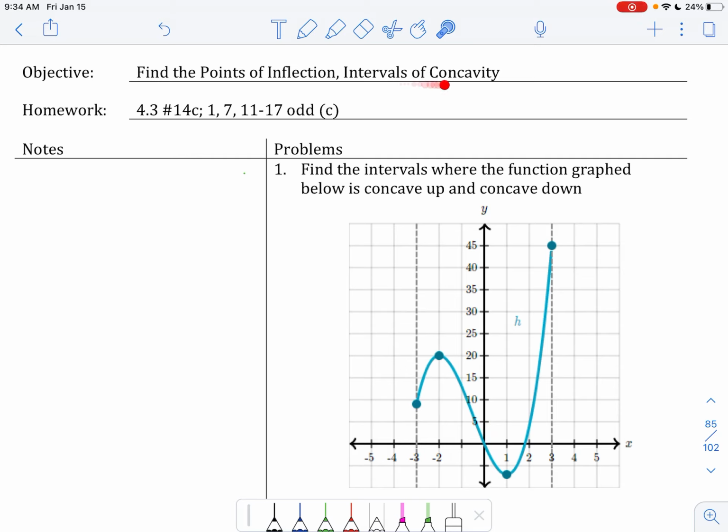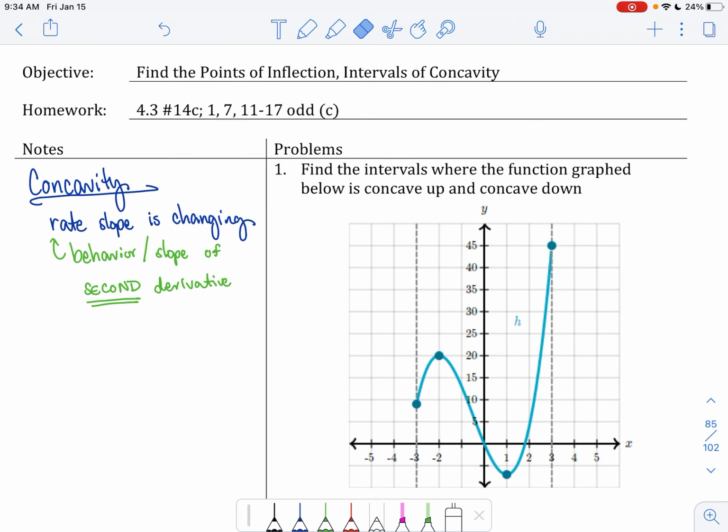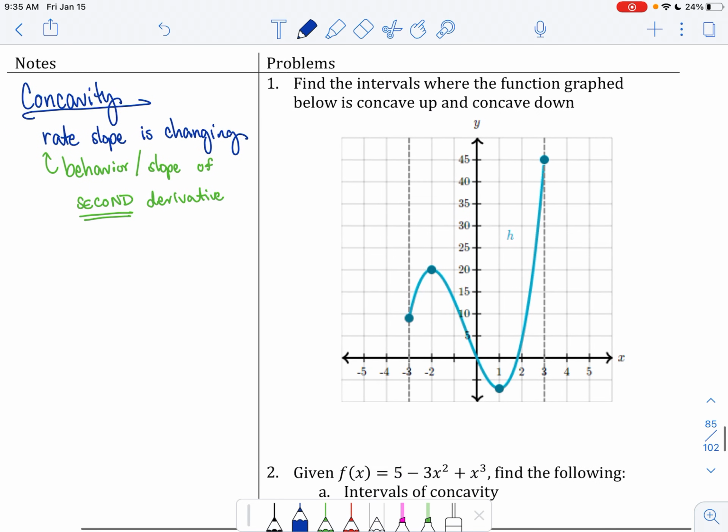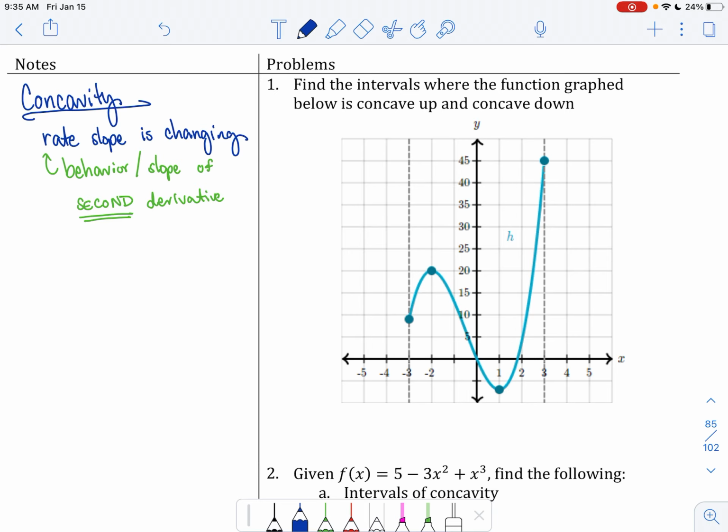So as I said, let's get started and let's talk about what these new vocabulary words mean. The first one I want to talk about is concavity. Now concavity is the rate the slope is changing. So what that means, it's the behavior of the second derivative. There are 2 basic types of concavity. It says intervals, and that is positive and negative, just like with increasing and decreasing, but it's with the second derivative. So if the second derivative is positive, we call this concave up.